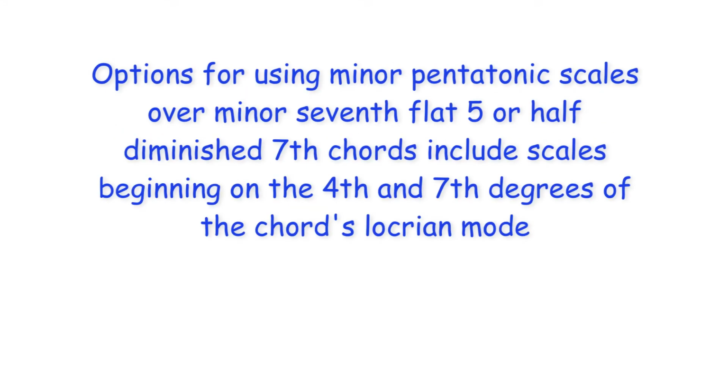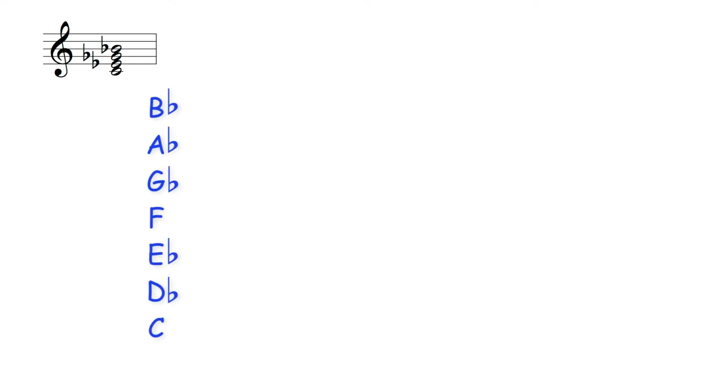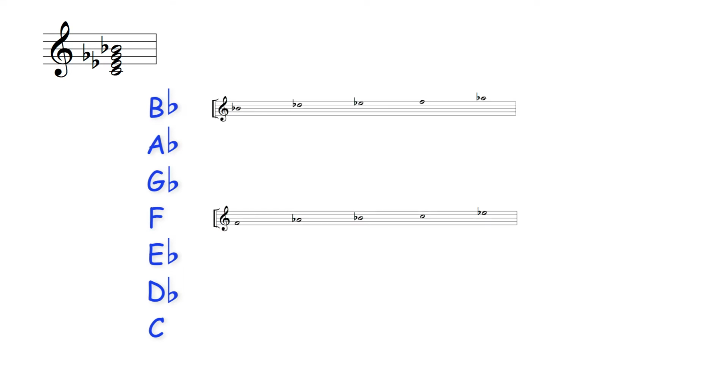Options for using minor pentatonic scales over minor 7th flat 5 or half diminished 7th chords include scales beginning on the 4th and 7th degrees of the chord's locrian mode. For example, over a C minor 7 flat 5 or C half diminished 7th chord, minor pentatonic scales beginning on the 4th and 7th degrees of the C locrian mode may be used.